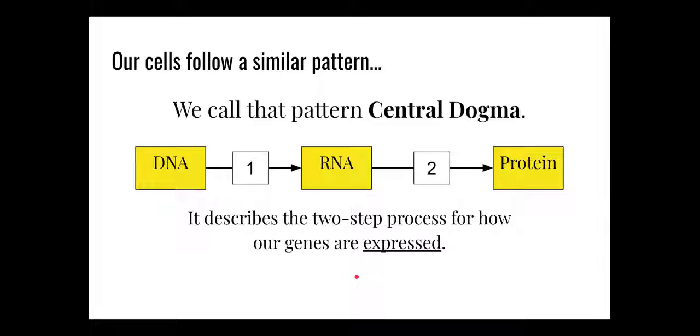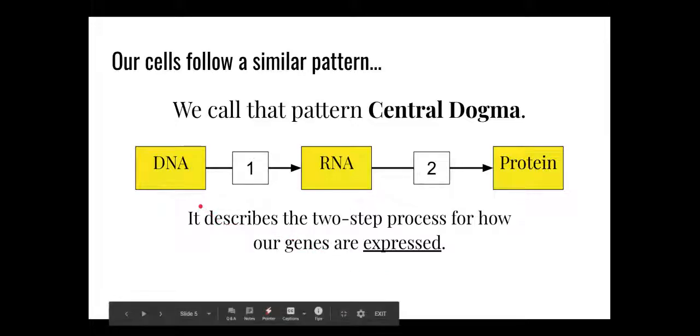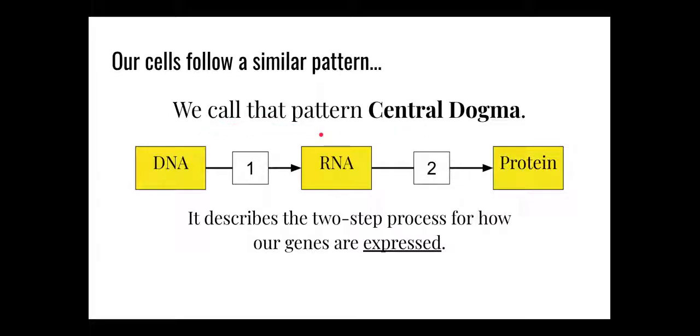So just like I've been saying, we have this pattern in our bodies. Just like we would make a recipe in real life, our cells follow a similar sort of recipe to make us who we are. We call that pattern central dogma. Central dogma is basically described as DNA is converted to RNA, is converted to protein. So it describes this two-step process for how our genes become expressed.